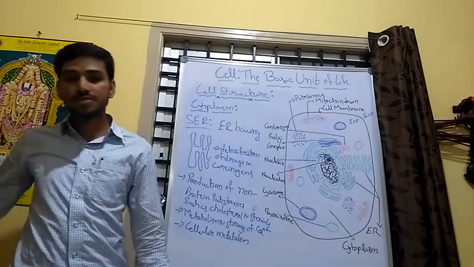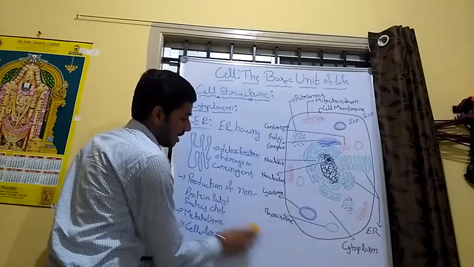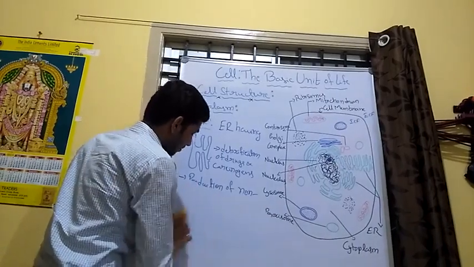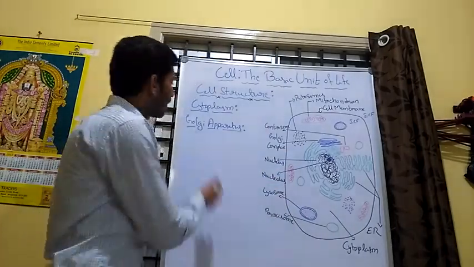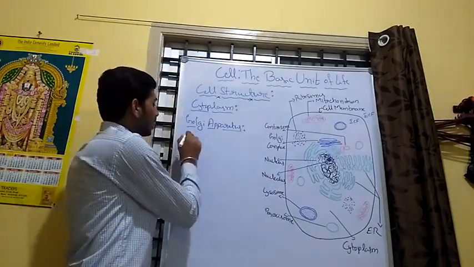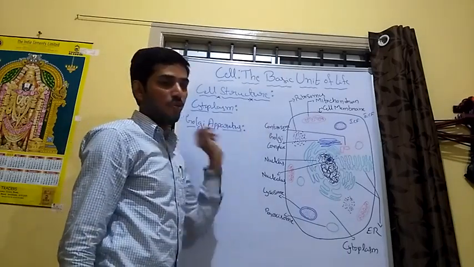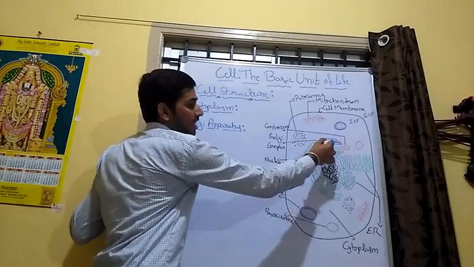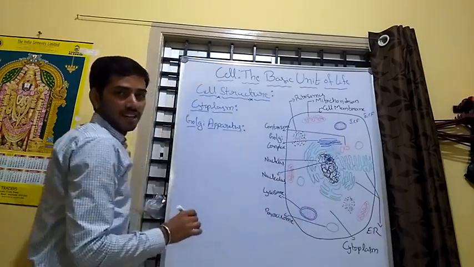Next, move to the next cellular organelle, the Golgi apparatus. What does it mean, Golgi apparatus? The Golgi apparatus is also a membrane-bounded cellular organelle. You see in the cell structure, the Golgi apparatus is also a membrane-bounded cellular organelle.